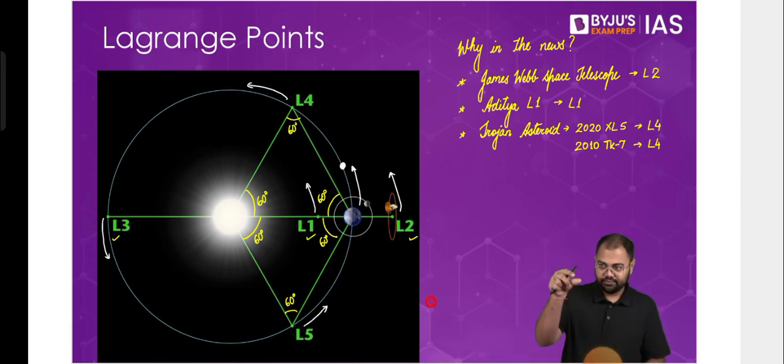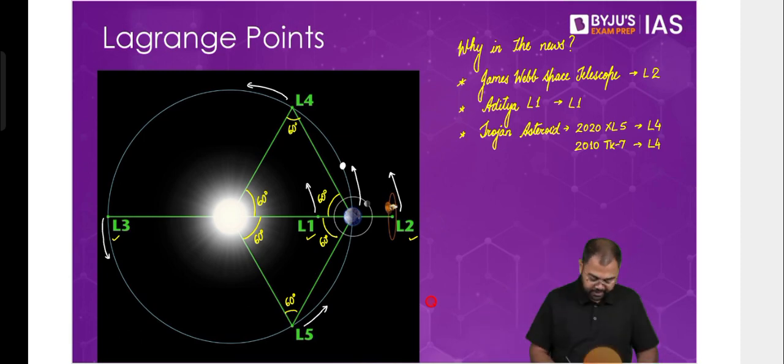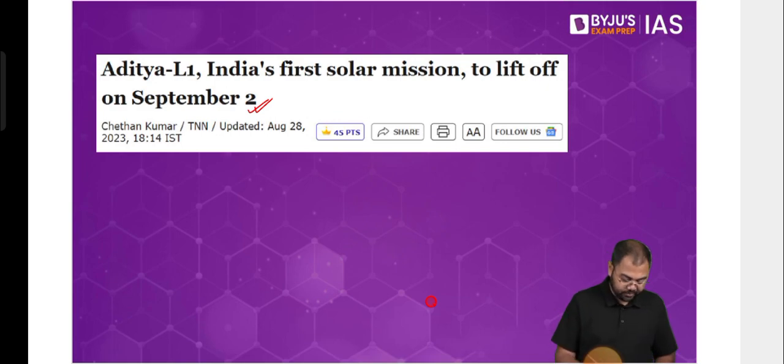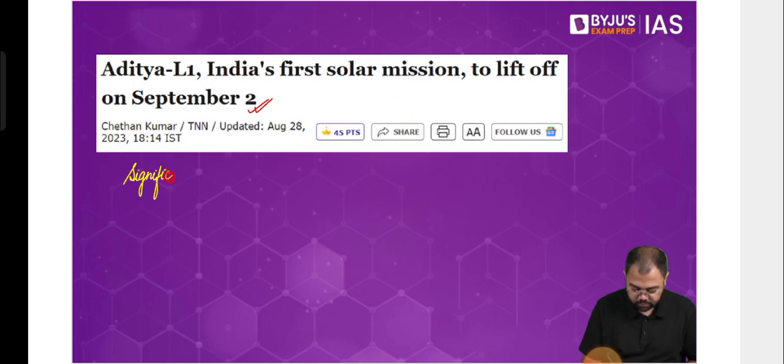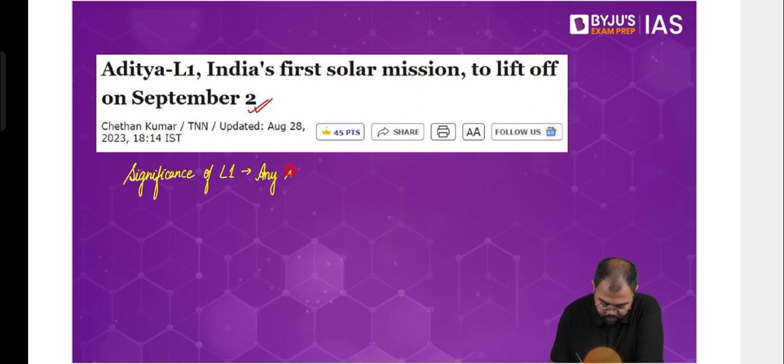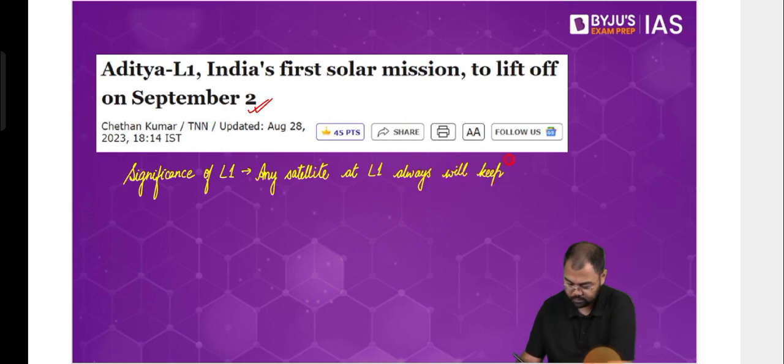So once you have kept something at L1, anything at L1 will always be facing the sun. That is the reason why Aditya L1 is being kept at L1. I'm just writing it out here. The significance of L1: any satellite at L1 will always keep facing the sun.